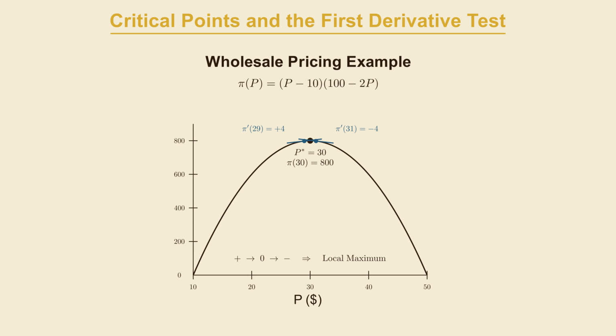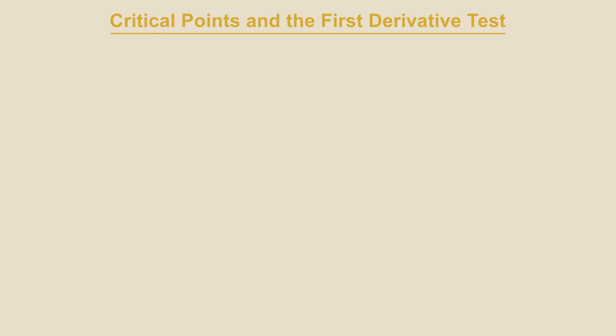What this is saying basically is that $30 is the price where the marginal revenue from raising the price one more dollar exactly cancels out the marginal loss in revenue from selling fewer units. At any price below 30, raising the price still makes you money on net. At a price above 30, lowering the price still makes you money on net. The critical point is where those two pressures balance.